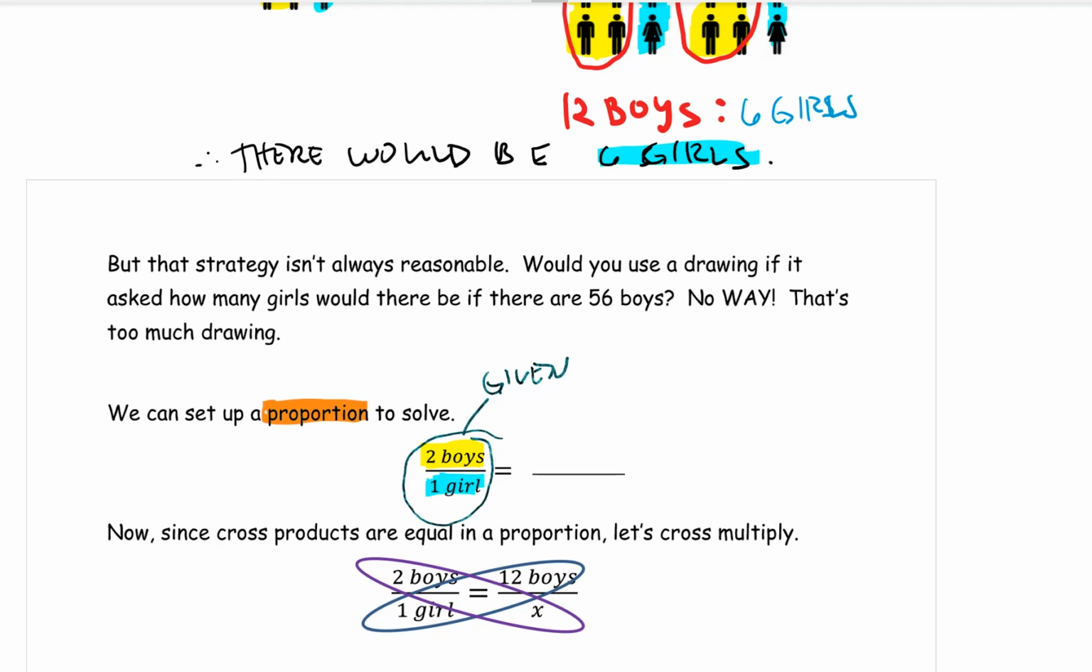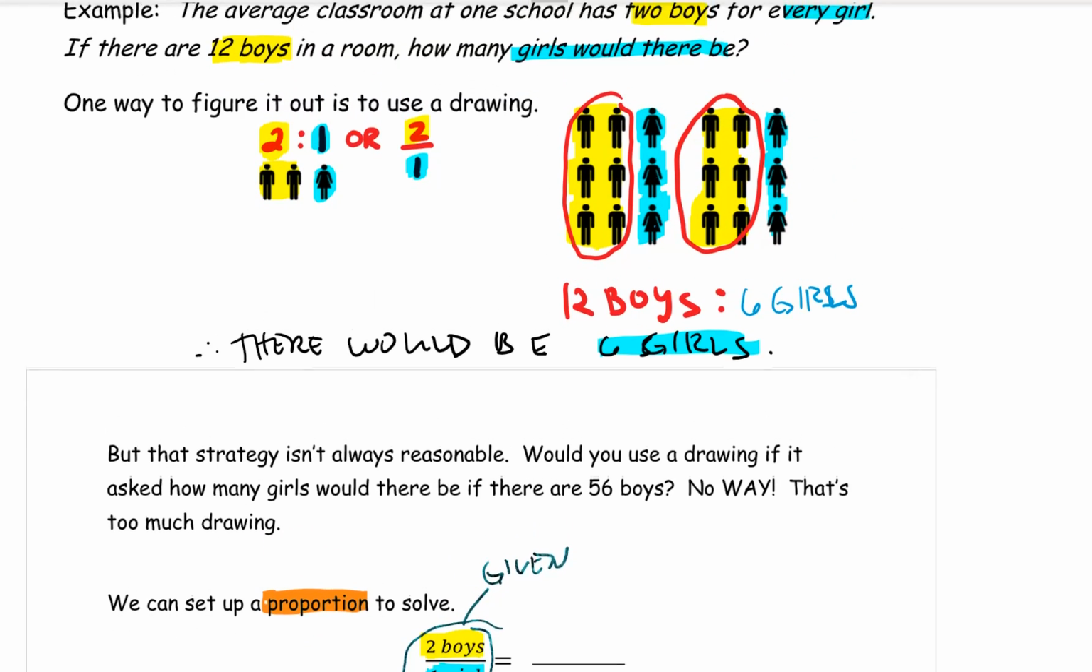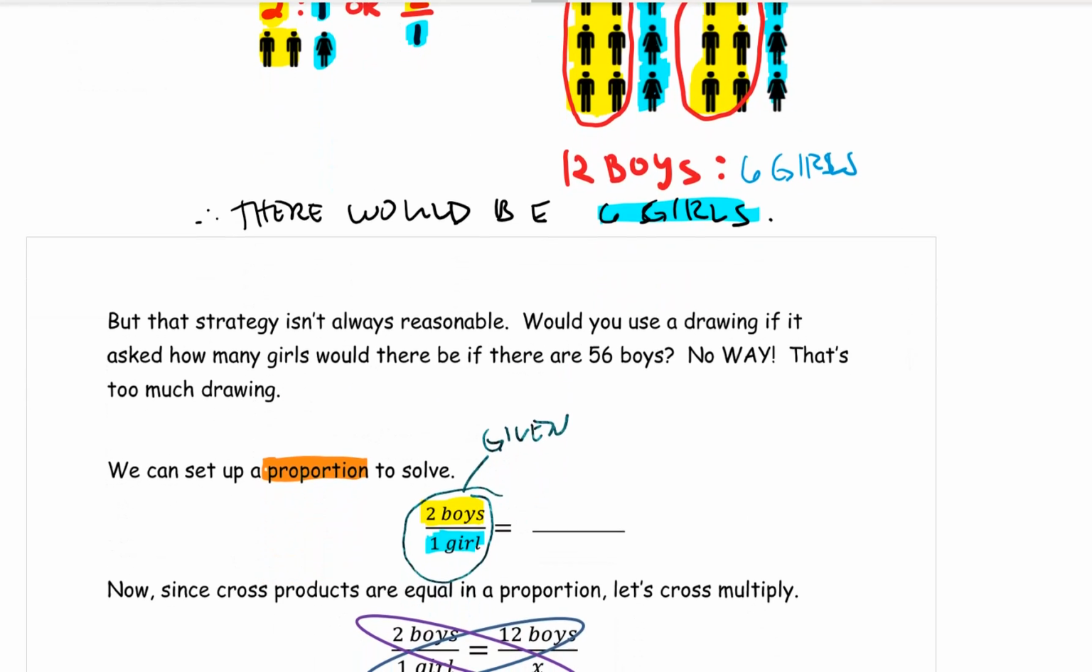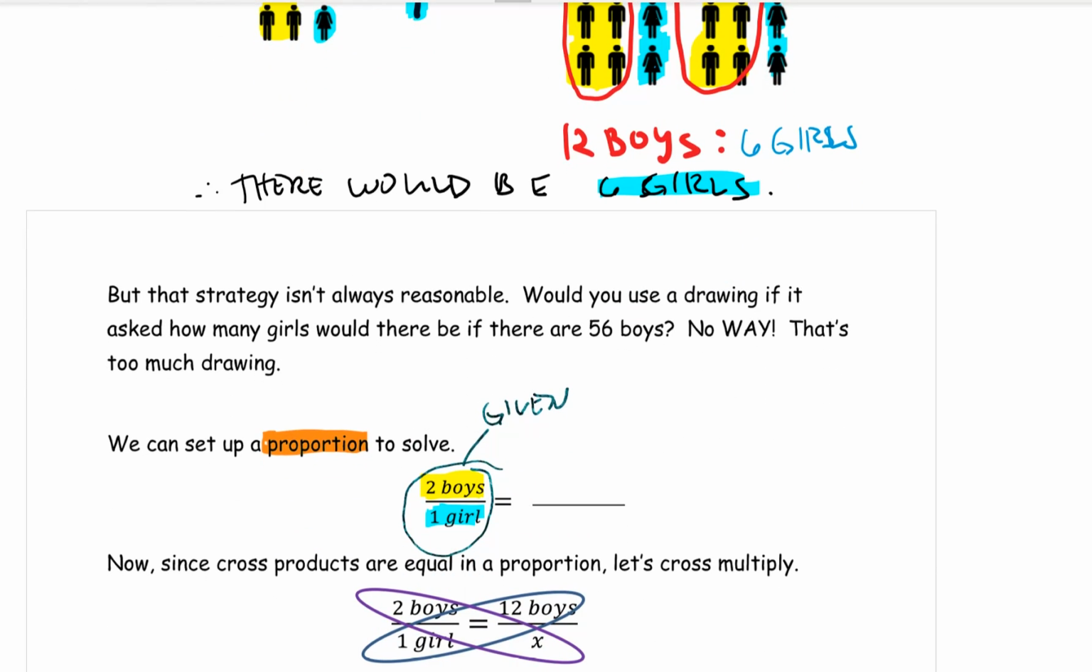Now the question also gives us that there will be 12 boys in a room. So I'm gonna write that one out. 12 boys in the room. But what would be the corresponding number of girls? Okay, that's a question mark.